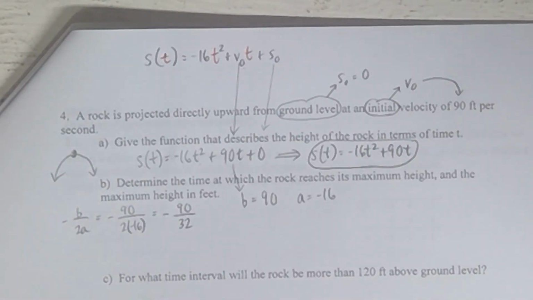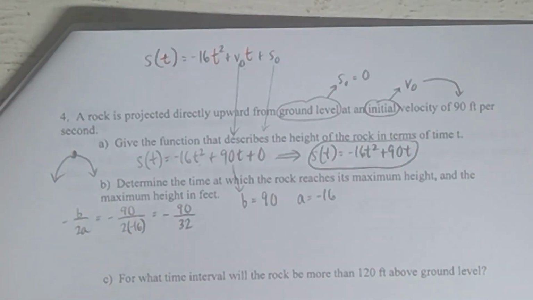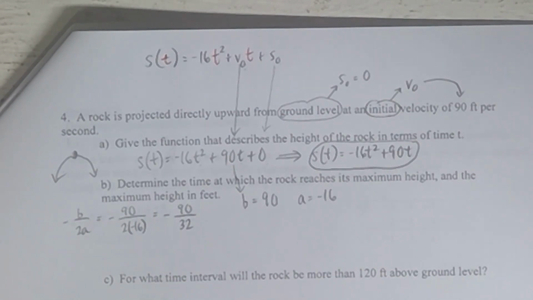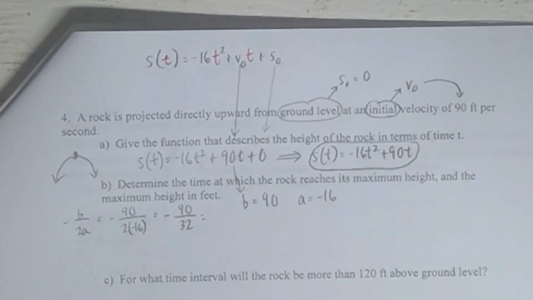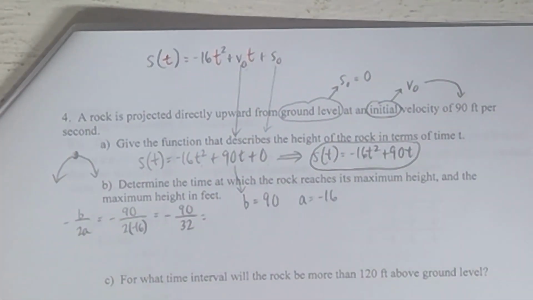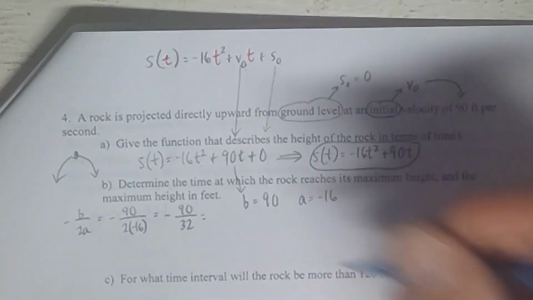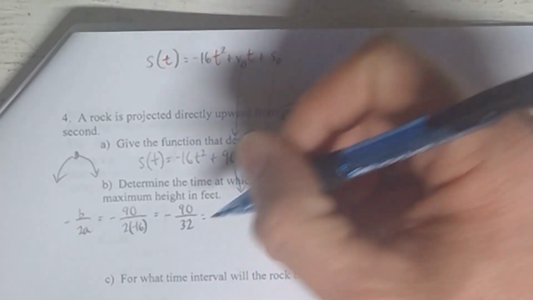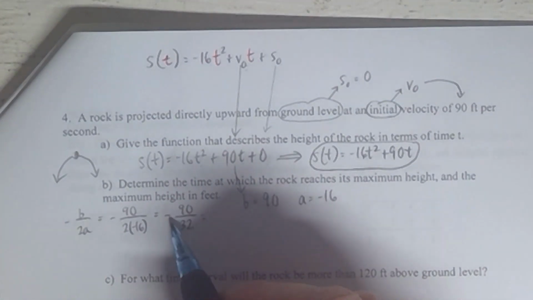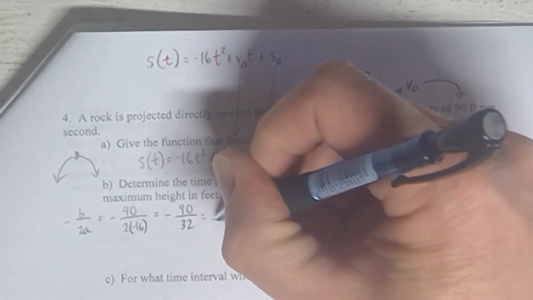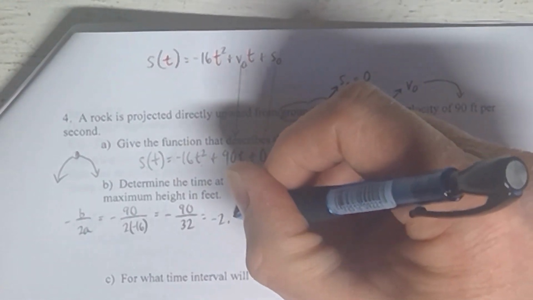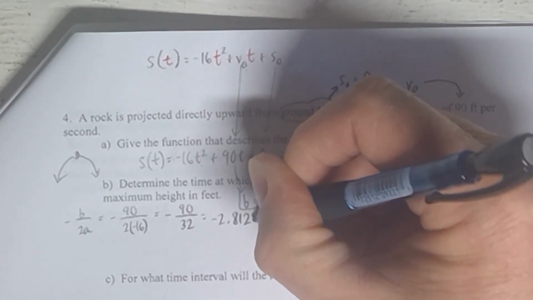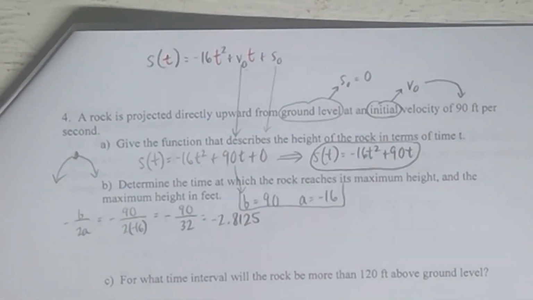Who knows what 90 divided by 32 is? Well, I don't know it off the top of my head, but that's why we have scientific calculators to help us out. If you put that in your calculator, that's going to be 90 divided by 32. You could put it in decimal form. I'm okay with that. It would be 2.8125. And then when you multiply that by the negative 1 in front of it, just like we did on the front side of the worksheet, it's going to be negative 2.8125.